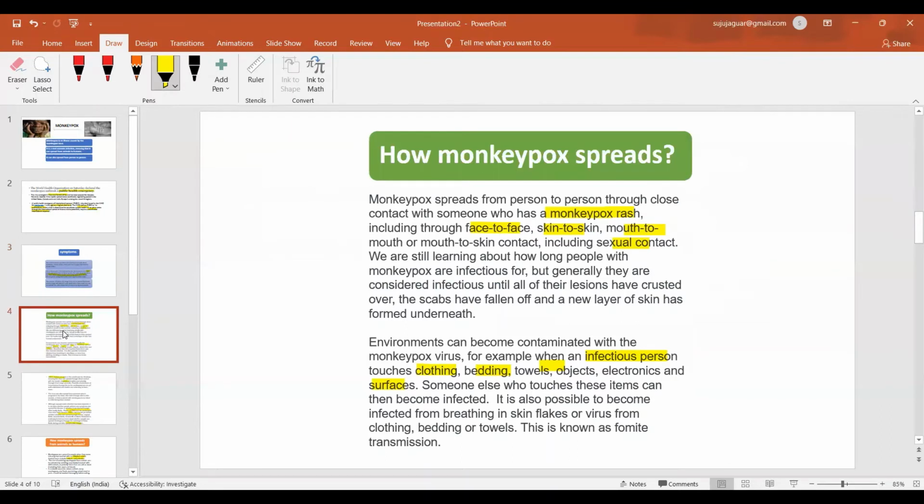So how does monkeypox spread? It spreads from person to person through close contact with someone who has a monkeypox rash, including face to face, skin to skin, mouth to mouth, or mouth to skin contact, including sexual contact. The environment can also become contaminated with monkeypox virus. For example, when an infectious person touches clothing, bedding, towels, objects, electronics, etc., and some other person touches the same towel or clothing, he can develop monkeypox.